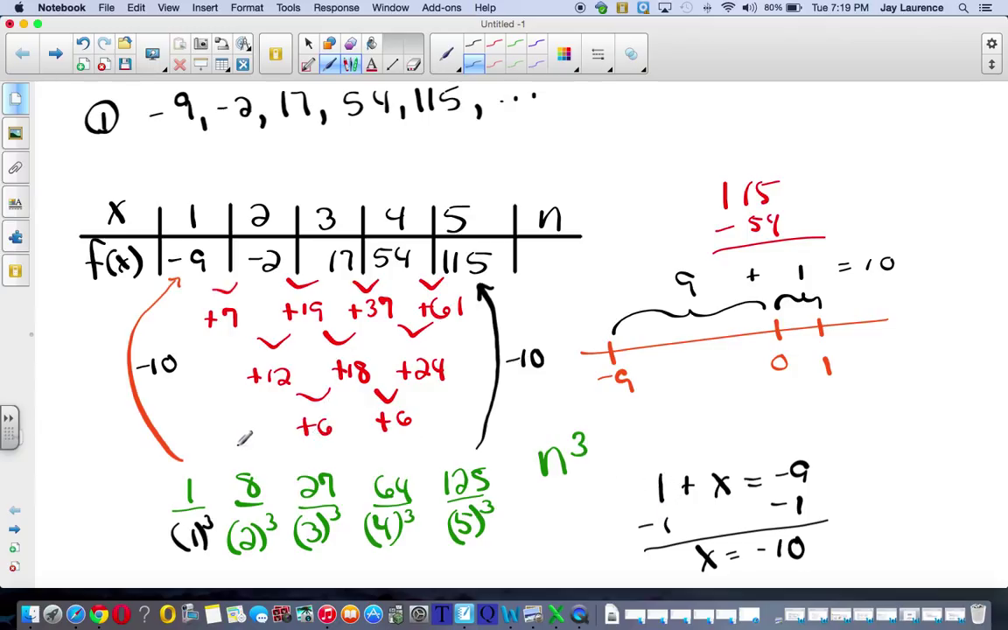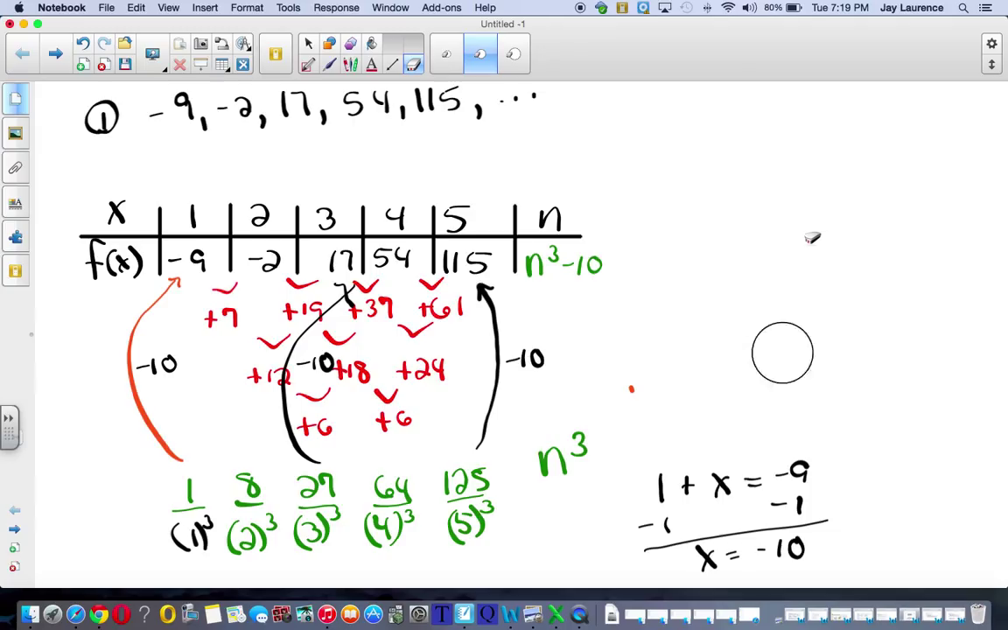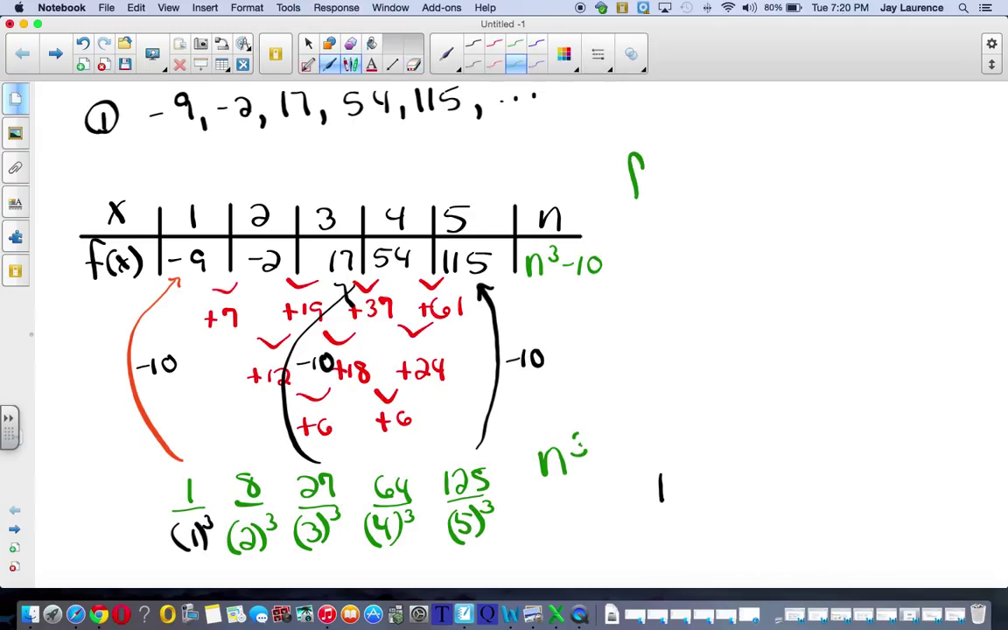All right, I should check a couple more here. 27, turn it into 17. Looks like I'm subtracting 10. So it looks like I'm subtracting 10 every time. That means my nth term is going to be n cubed take away 10, and therefore my function will be f of x equals x cubed minus 10.